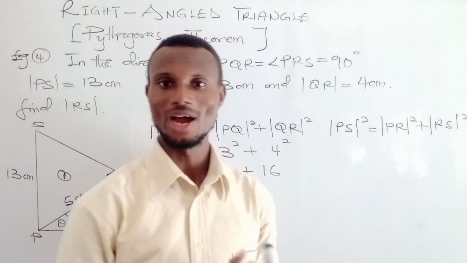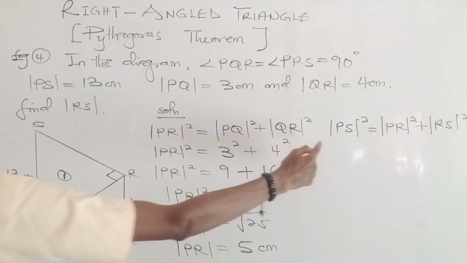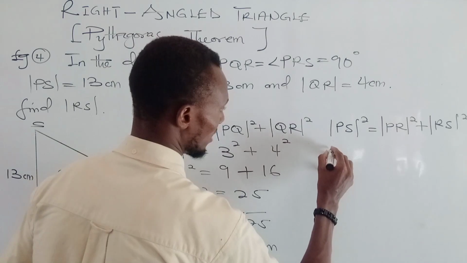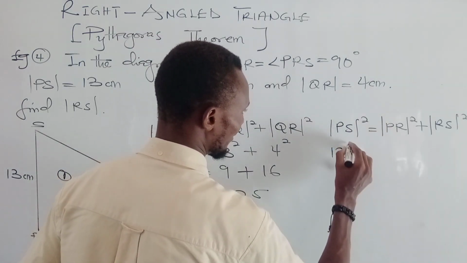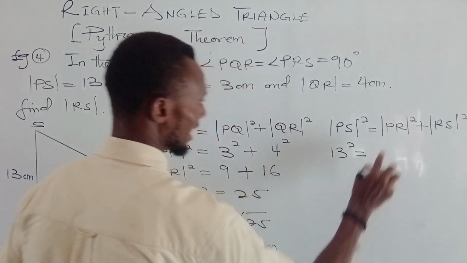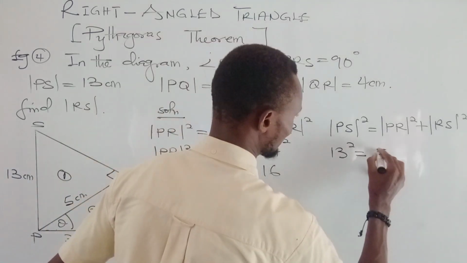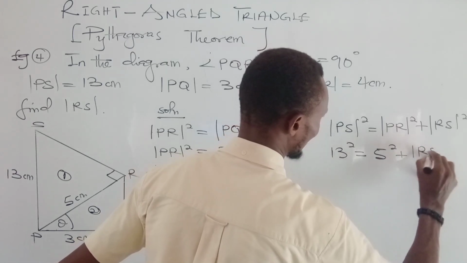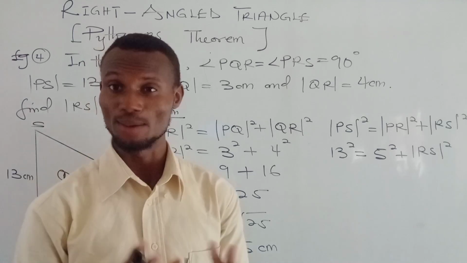I hope you understand up to this point. So let's input our values. PS is given to be 13 centimeters, so I'll put my 13 centimeters here, then bring the power 2, and the equal sign. And PR, we found it, and it is 5 centimeters, so we put our 5 there, then bring our square. Then plus the RS that we are looking for, so RS squared. I hope you understand up to this point.